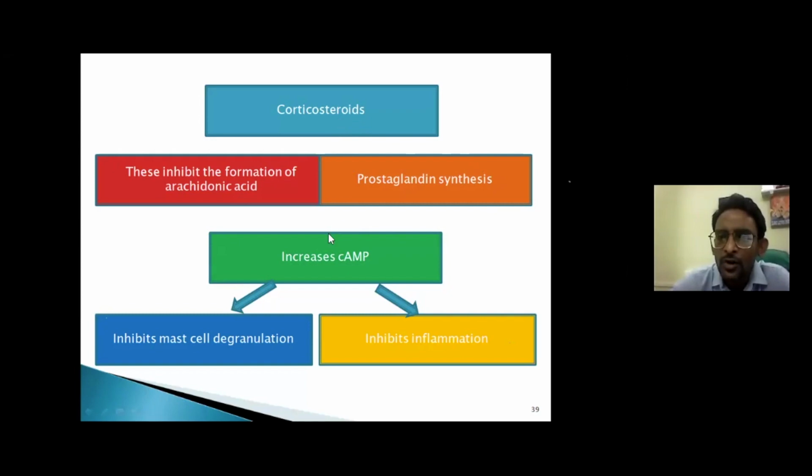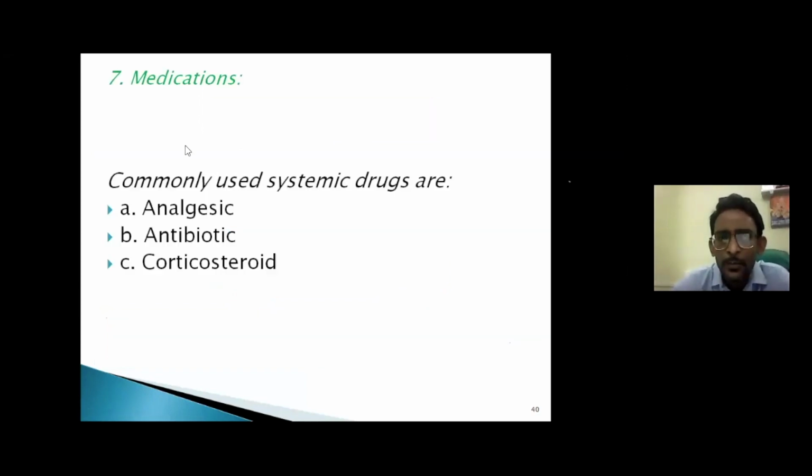Secondly, the corticosteroid increases the cAMP levels in the body, which inhibits the mast cell degranulation, and thereby it inhibits the histamine release, and it stops the inflammation, pain, and swelling. Seventh point is the medication. This is very important because we have to prescribe antibiotics and analgesics in case of flare-ups for sure.